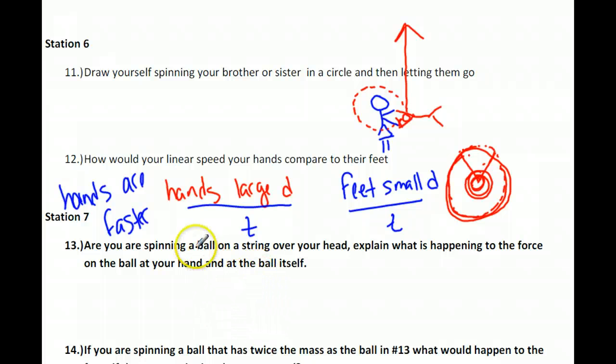So are you spinning a ball? Oh, are you spinning a ball on a string over your head? I think that's supposed to be you are spinning a ball on a string over your head. Explain what's happening to the force on the ball at your hand and on the ball itself. So if this is my hand and this is the ball, okay, my hand is pulling the ball in towards my hand, okay? So the force, the centripetal force, is in towards my hand. That's the force on the ball, okay?